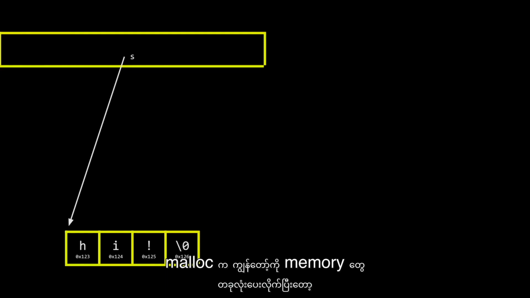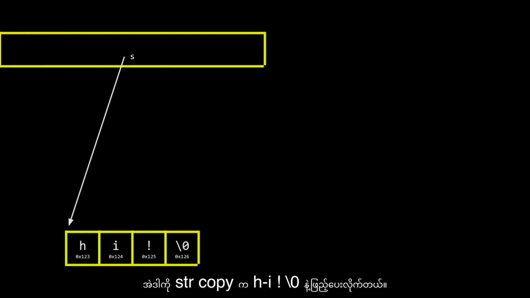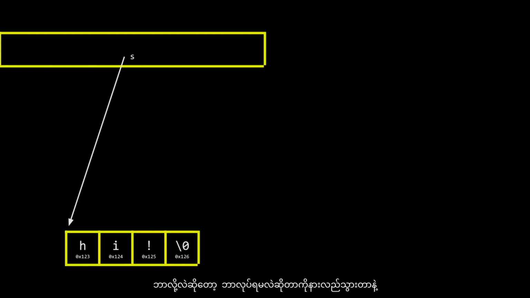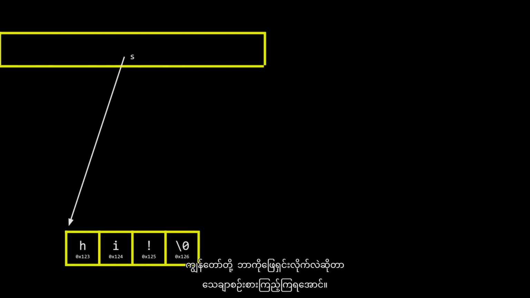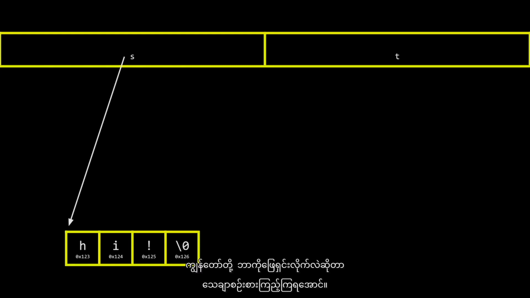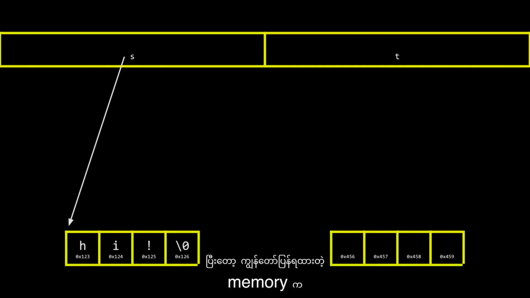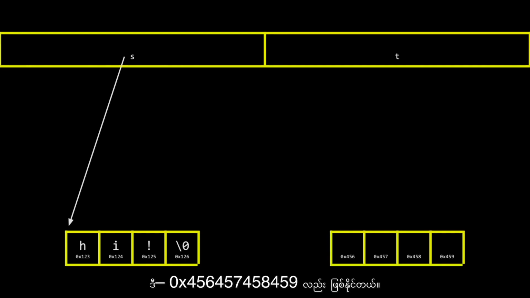So malloc gives me a whole bunch of memory, and then strcpy fills it with hi exclamation point \0. Again, that's why we're going down to this lower level, because once you understand what needs to be done, you now have the functions to do it. So let's consider what we just solved. In this version of the program where I introduced malloc, t was initialized to the return value of malloc. And maybe the memory that I got back was here, 0x456, 457, 458, 459.